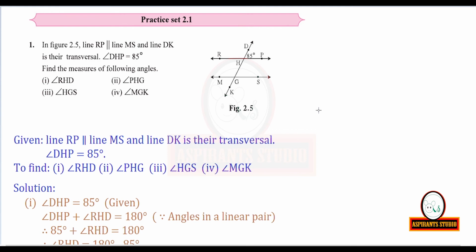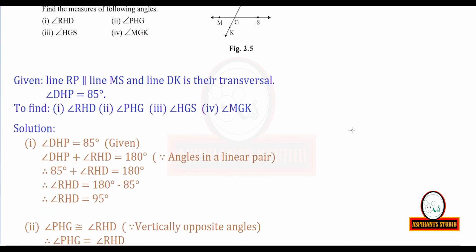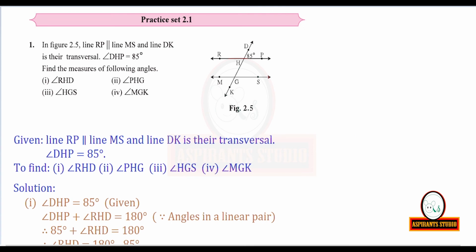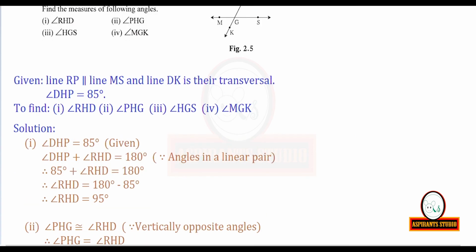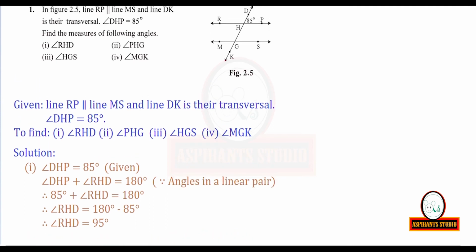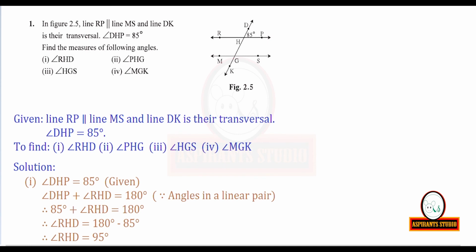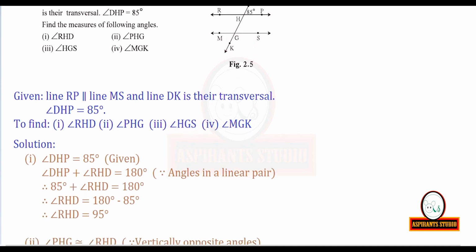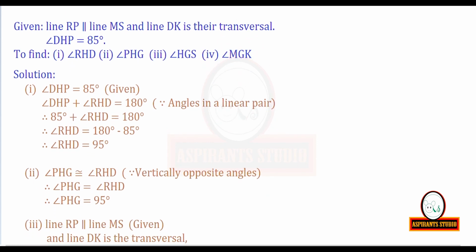Now instead of measure of angle DHP, you can put the value as 85 degrees because you are given. Now do the calculation, bring all the numbers to the right hand side. Plus 85 degrees becomes minus 85 degrees when you change the side. So measure of angle RHD will be 180 degrees minus 85 degrees. So it will be 95 degrees.